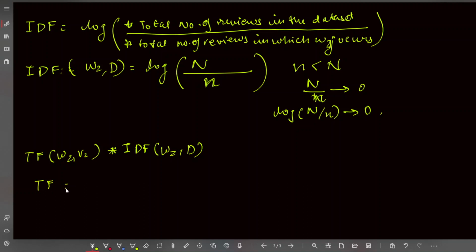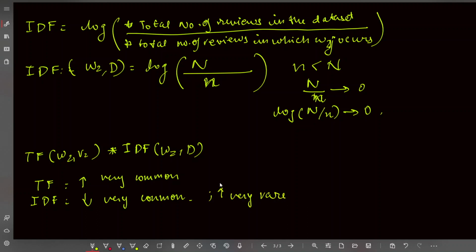Term frequency increases if the word is very common, right? And inverse document frequency decreases if the word is very common. Similarly, inverse document frequency increases if the word is very rare, and term frequency decreases if the word is very rare, right? In fact, a lot of times it might just be 0. So that is what inverse document frequency does, actually, not term frequency.